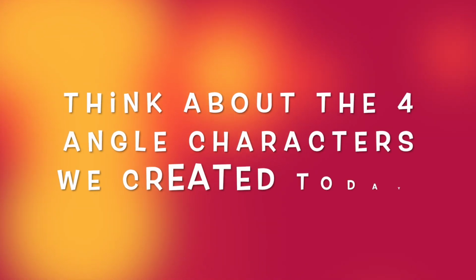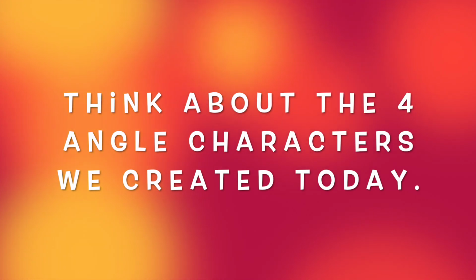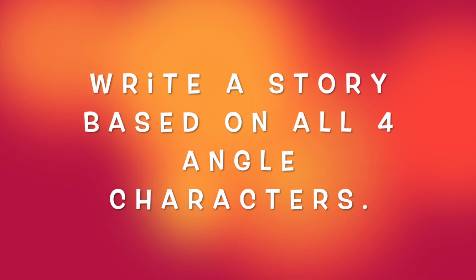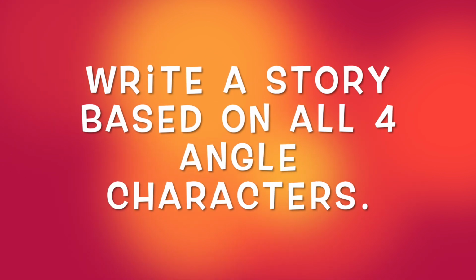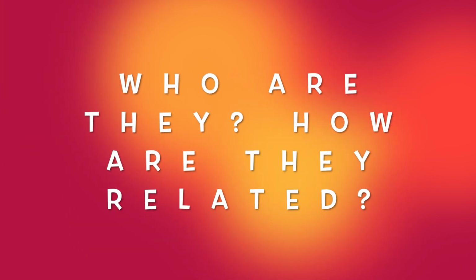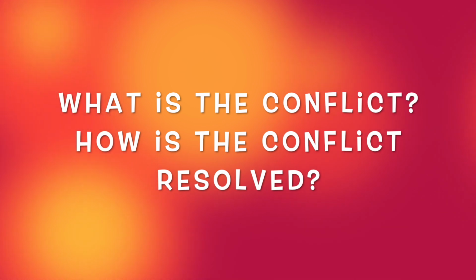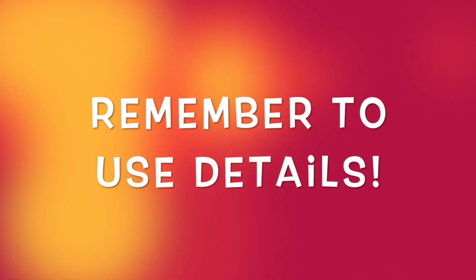It's time for today's journal prompt. I want you to think about the 4 angle characters we created today, and then write a story based on all 4 angle characters: right, acute, obtuse, and straight angles. Who are they? How are they related? What is the conflict in the story, and how is the conflict resolved? And remember, use details.